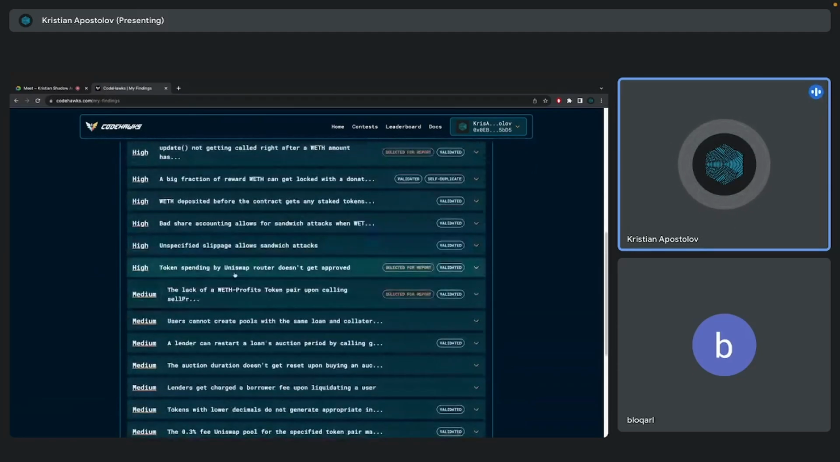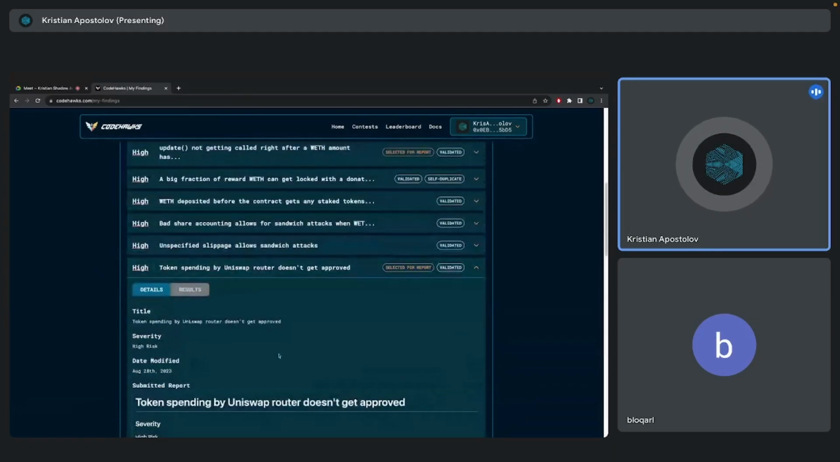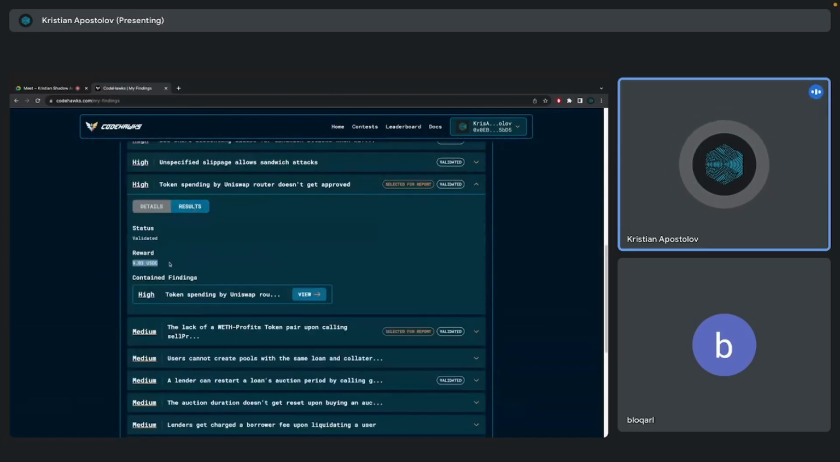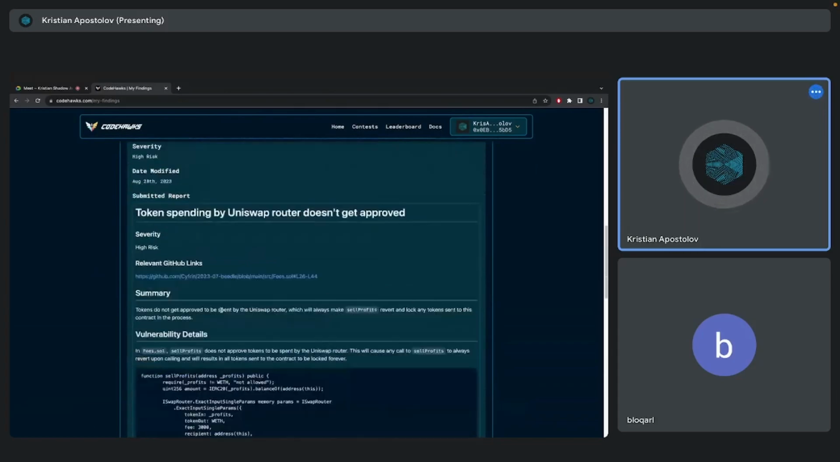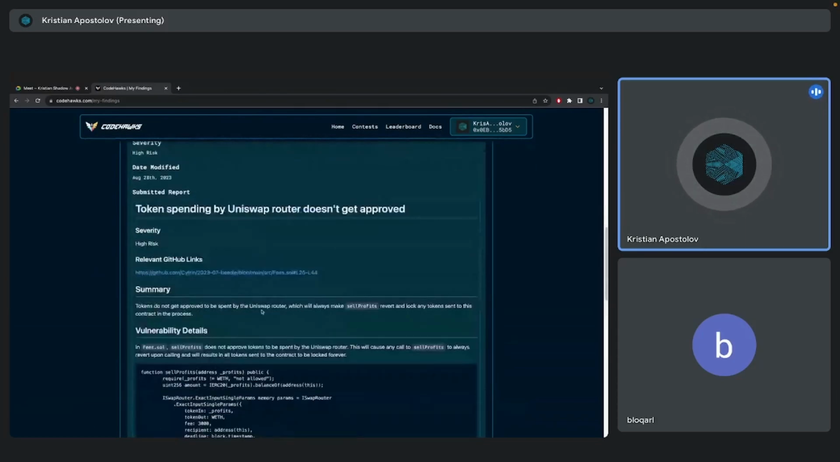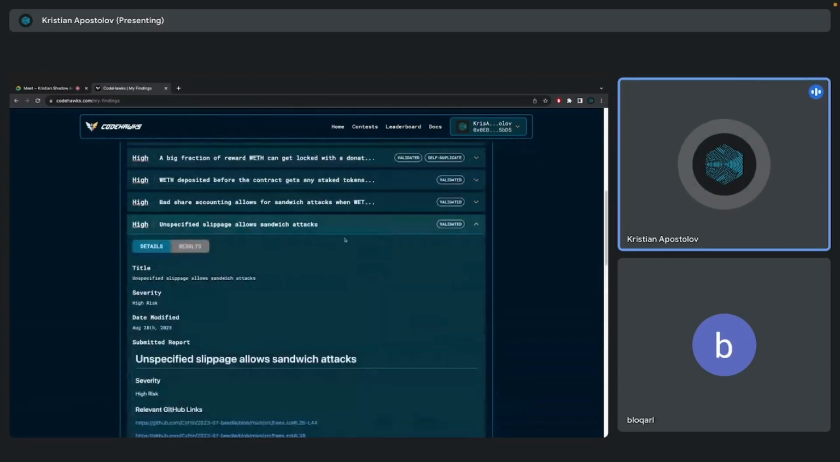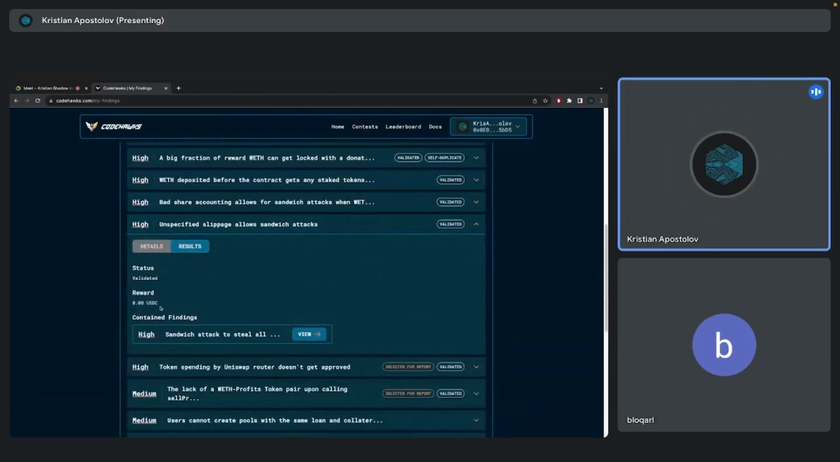Then we've got, again, the router doesn't get approved. This is one of the very dumb highs that I didn't even need to bother reporting. And we can see that it got us only $9. It took me probably like 30 minutes to write out, so not very useful. Slippage, sandwich attacks. Yeah, this is what the unspecified slippage finding yields you. A grand total of less than $1, less than a cent actually.